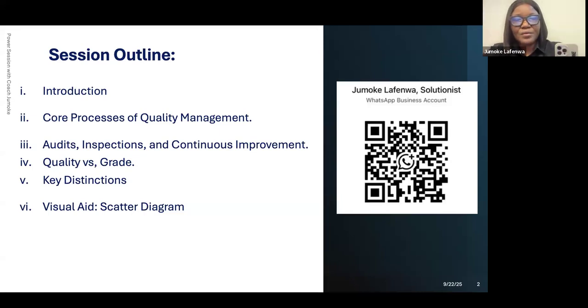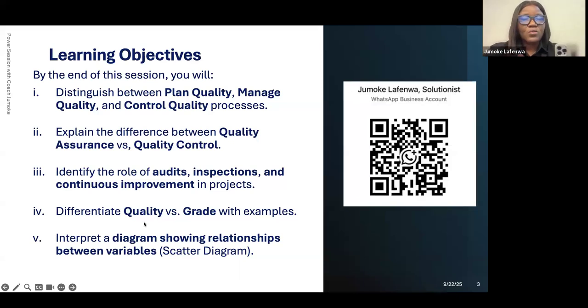Project management encourages continuous improvement. You should not settle. You got A today, tomorrow it should be A+, next A++. That's continuous improvement. And we are also going to look at quality and grade. What is quality? What is grade? And the differences. And we look at key distinctions between quality and grade, and then discuss briefly scatter diagram, and afterwards we'll answer some questions. We have 5 questions today.